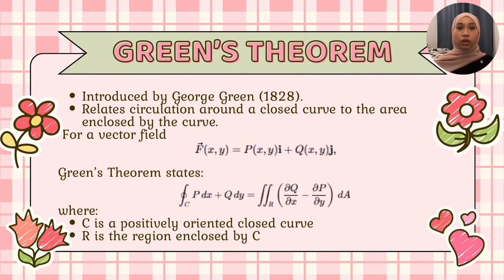This result allows circulation to be calculated using area integration instead of evaluating the line integral directly. Here, C represents the closed boundary of the region, while R represents the area inside the boundary. Green's theorem is useful because it simplifies calculations involving circulation and rotation behavior in vector fields.